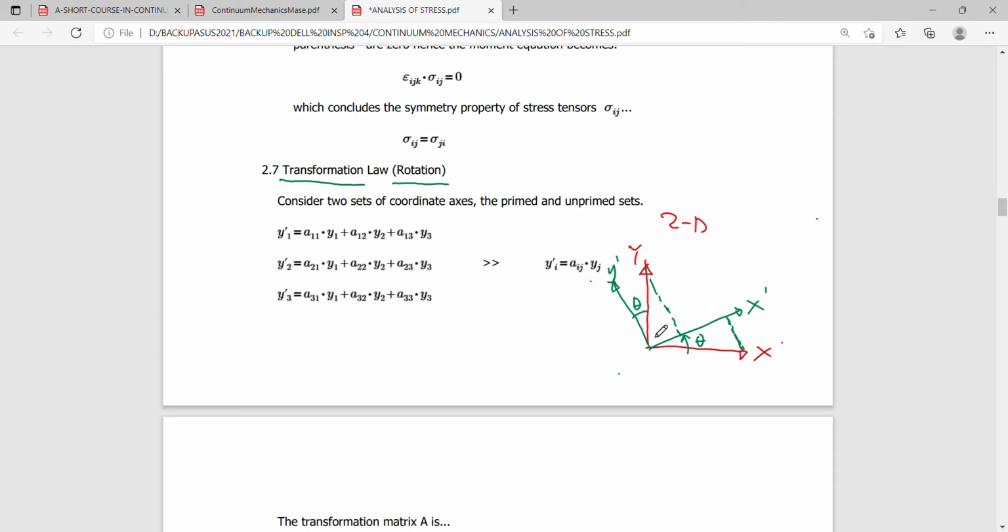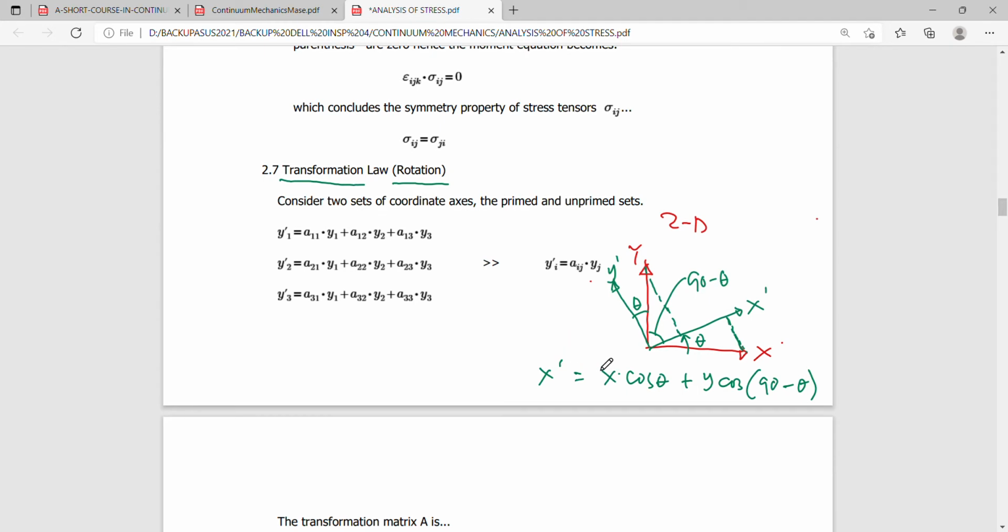Okay, and such that we know that this is theta. This is simply the complementary angle, which is 90 minus theta. And doing a cosine projection of such, we can say that your new x prime is simply equivalent to the old, or the unprimed x, the cosine of theta, plus y, the cosine of 90 minus theta.